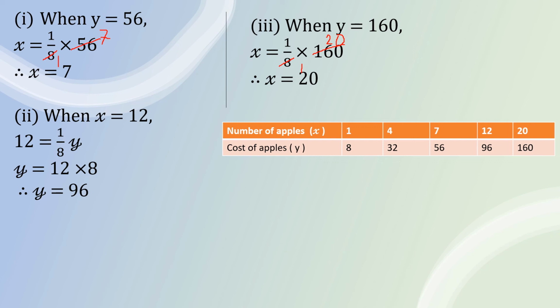Now at last you have to make the table again and write down the answers in that. That is 1 upon 8, 4 upon 32 was given. Now see, we have solved. So here it was blank, we got 7, when the cost is 56. Now when the apples were given as 12, we got the cost as 96. And when the cost was given as 160, we got the number of apples as 20. I hope you understood this.